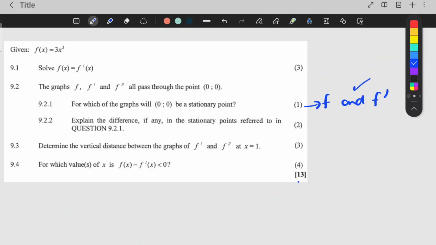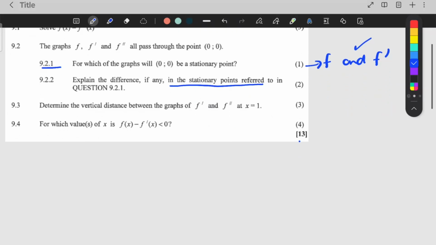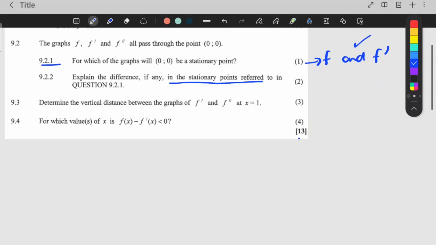9.2.2 says, explain the difference, if any, in the stationary points referred to in question 9.2.1. So, the difference in the stationary points. So, let's say you have a stationary point here.